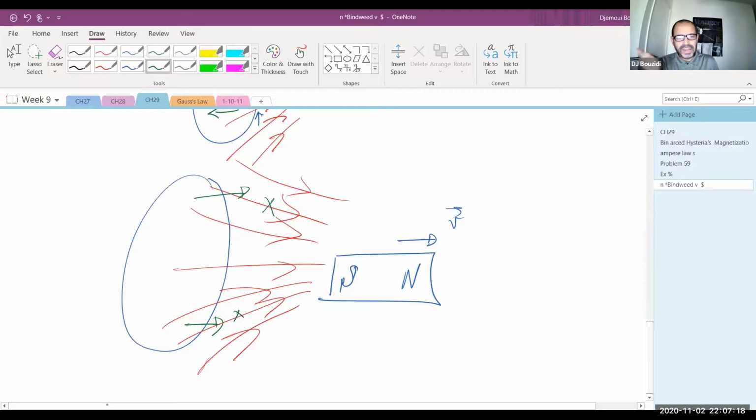Since it's going to generate a magnetic field now to compensate for the ones that it is losing, and it's pointing in this direction, the current has to flow in this direction, counterclockwise. I hope that this example makes sense. If not, try to play with it and understand it, because it's critical in understanding the direction of the magnetic field, which way it points.